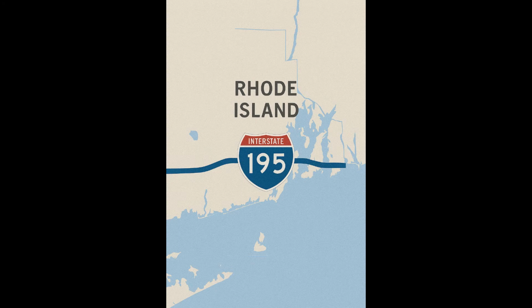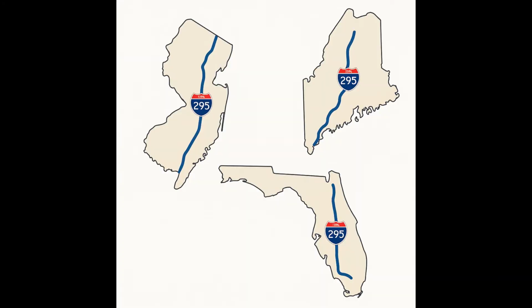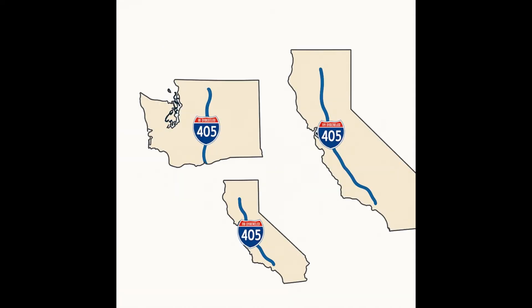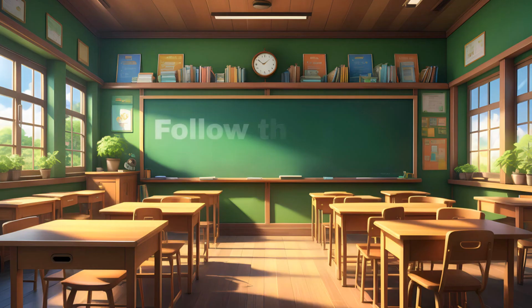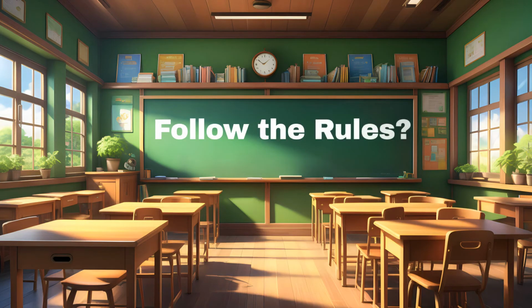And a fun fact, some 3-digit numbers exist in multiple states. I-295, for example, exists in New Jersey, Florida, and Maine. I-405 exists in Southern California and in the state of Washington. Not every highway follows the rules, and I'm certainly not going to have time to name all of these exceptions, but just a few.